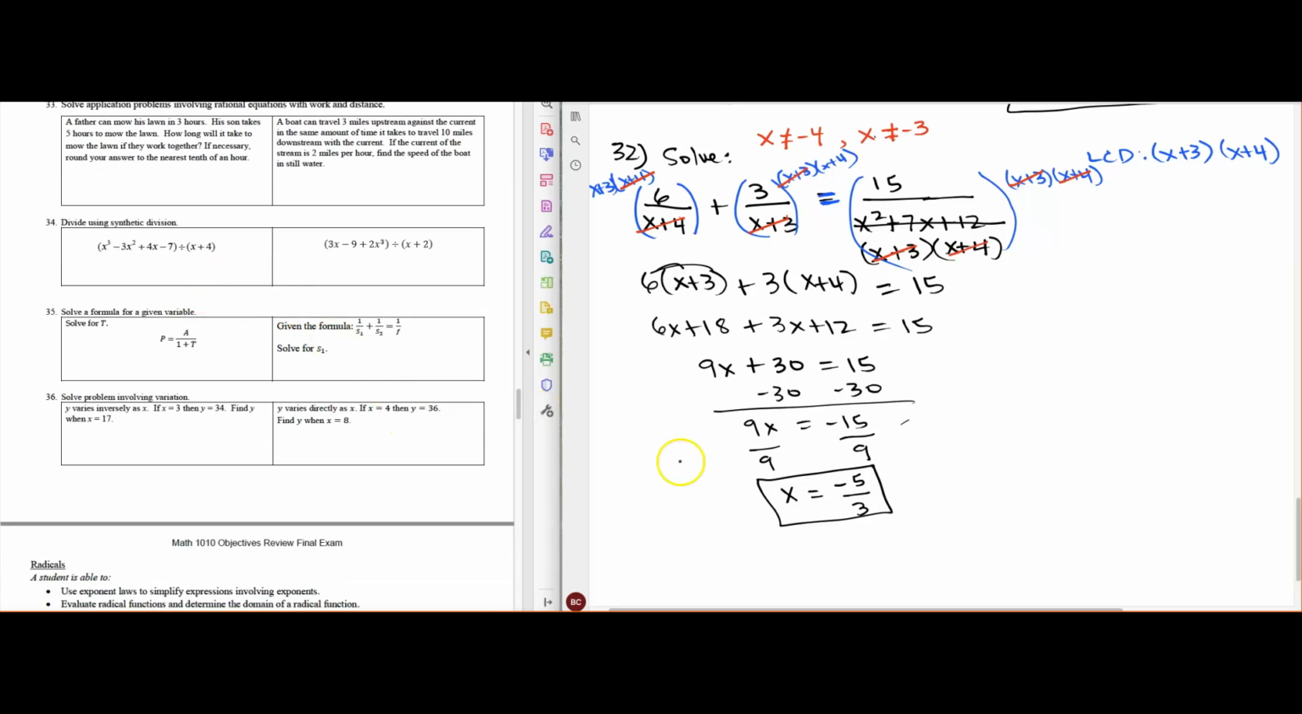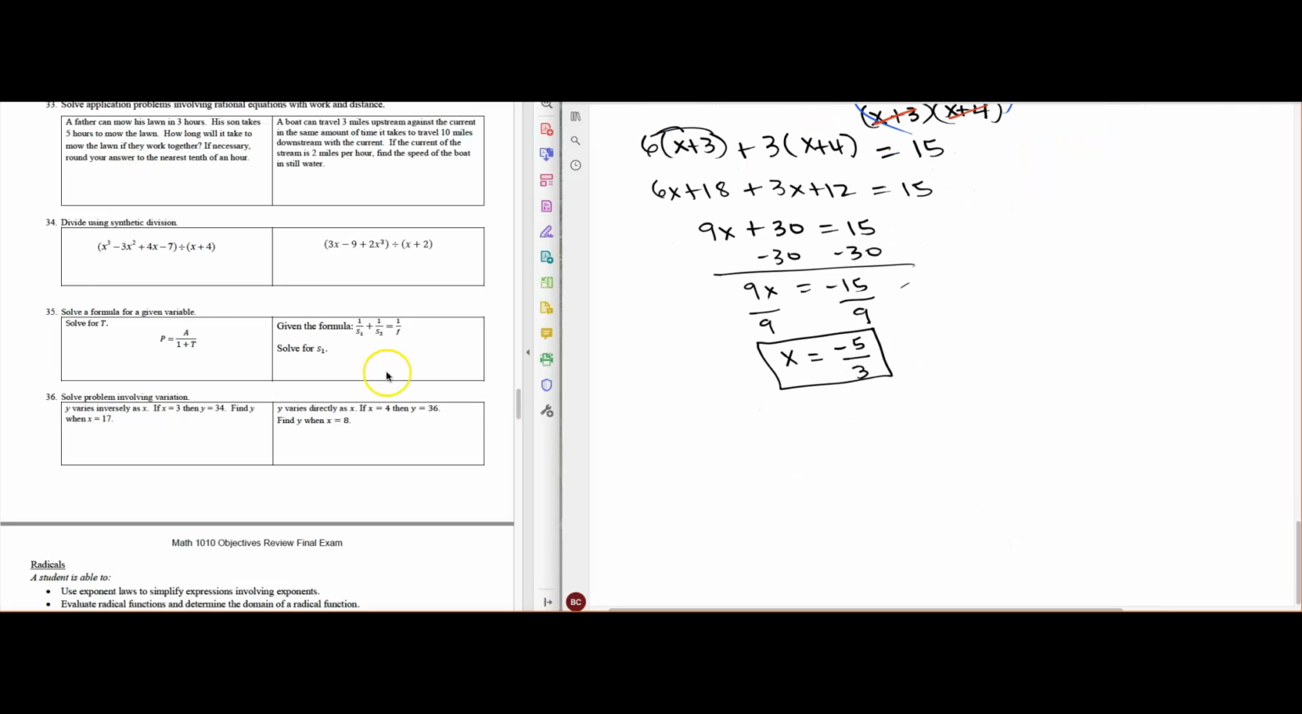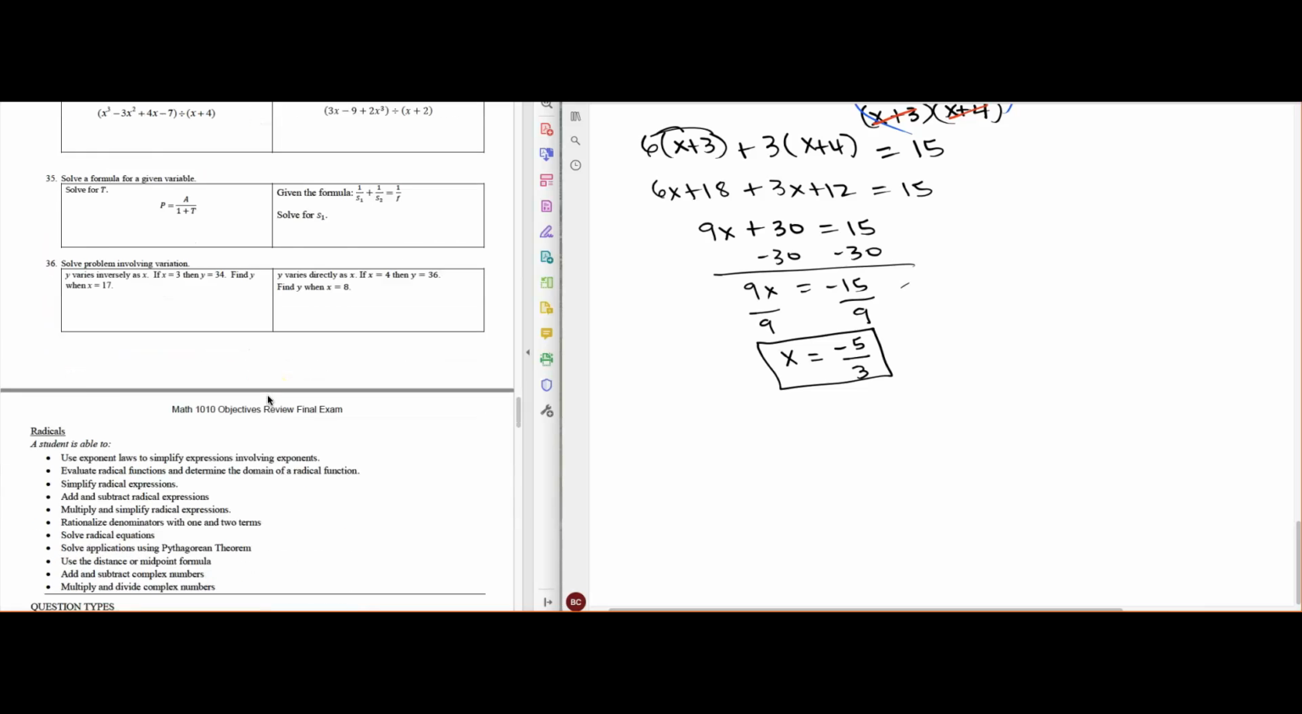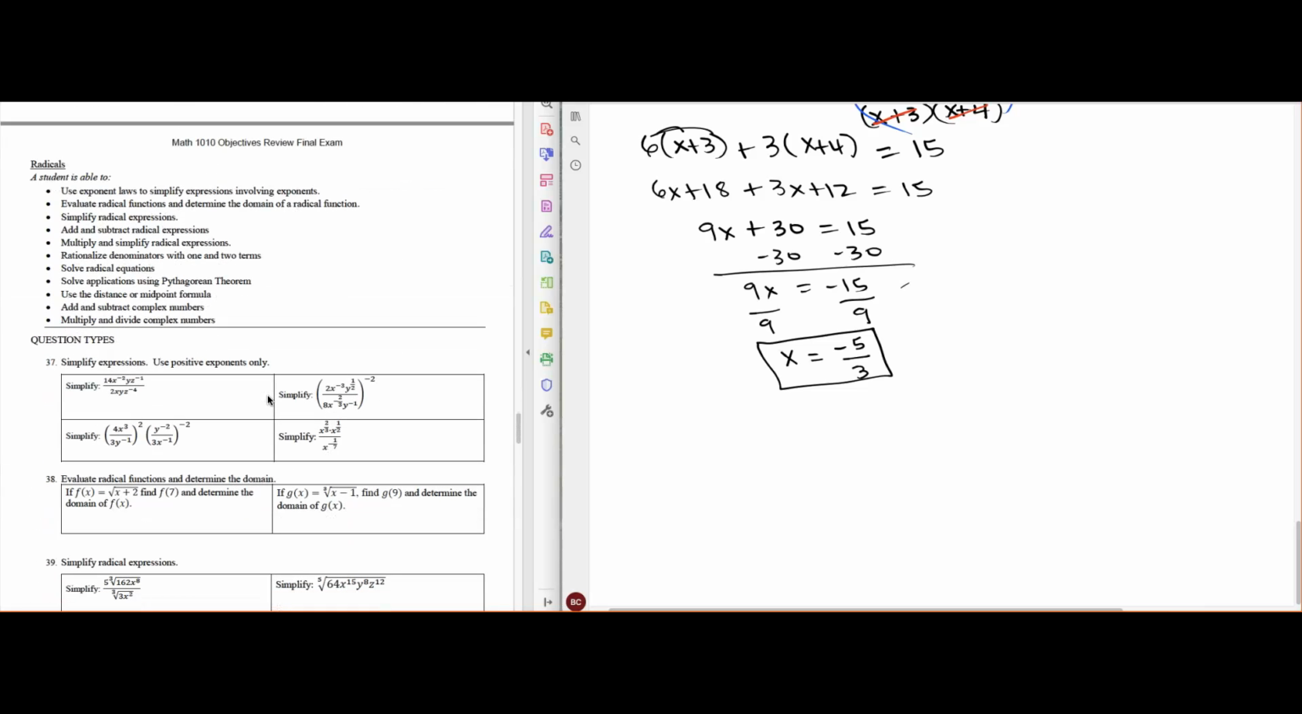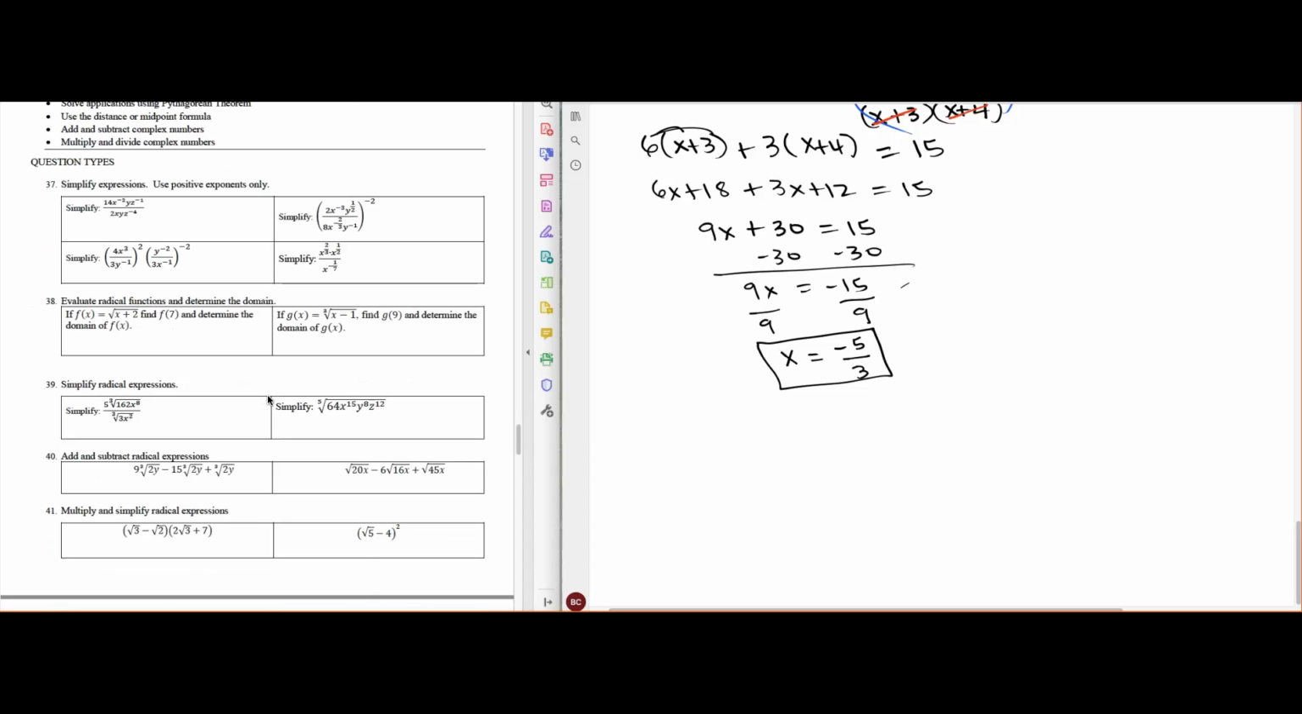How are you guys feeling about synthetic division? Feel okay about it. Yeah, that's the same here. I feel pretty good about it. Okay. Alright, let's go find some things then that are maybe a little bit more tricky.